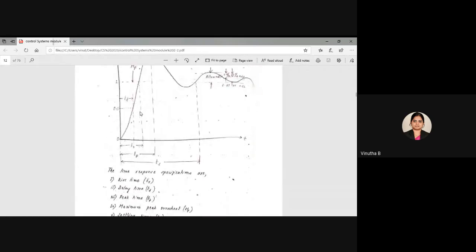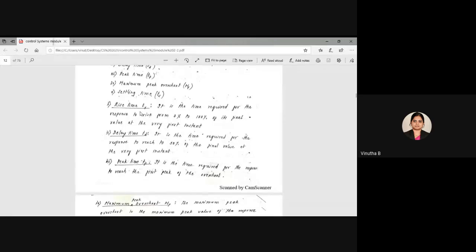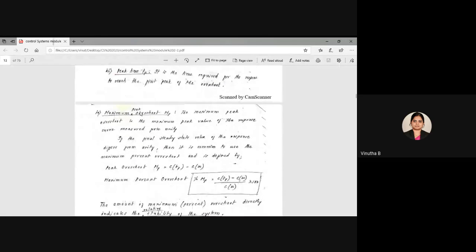So these are some of the parameters, and then we have the final parameter, which is settling time Ts. As I told you, for this maximum peak overshoot, what is the formula? This is very important. You have to remember this. If the final steady state value of the response differs from unity, then it is common to use the maximum percent overshoot, defined by the peak overshoot, denoted by Mp, equal to c of Tp minus c of infinity.